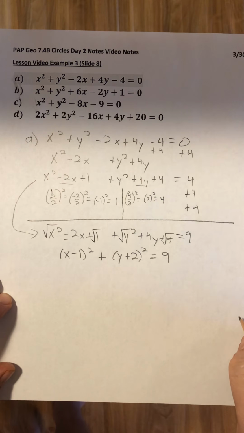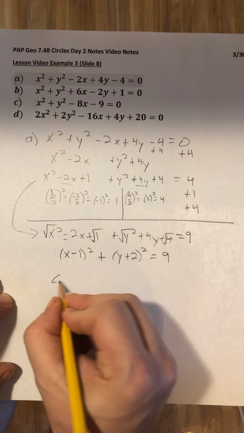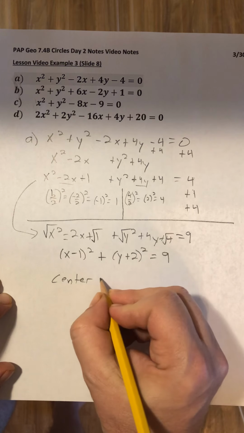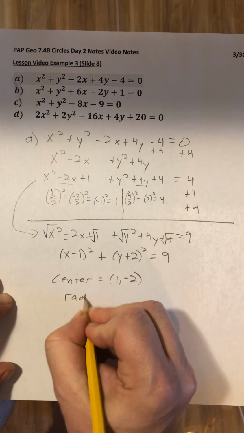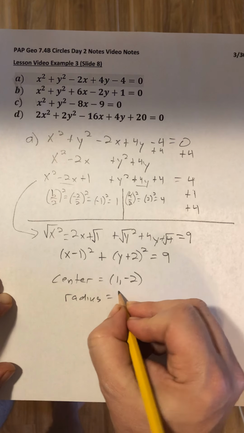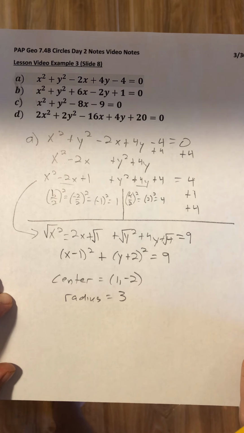Now it's in center radius form, or standard form, and I know that the center of my circle would be 1 comma negative 2, and I know that my radius would be 3 units long. It'd be the square root of 9, which is 3.